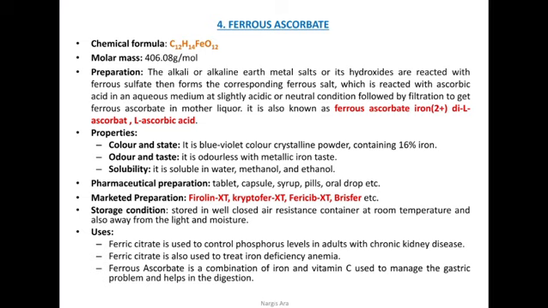And the uses of this ferrous ascorbate is, it is used to treat or control phosphorus levels in adults with chronic kidney diseases. Ferrous citrate is also used to treat iron deficiency anemia. It is a combination of iron and vitamin C used to manage the gastric problem and helps in the digestion.